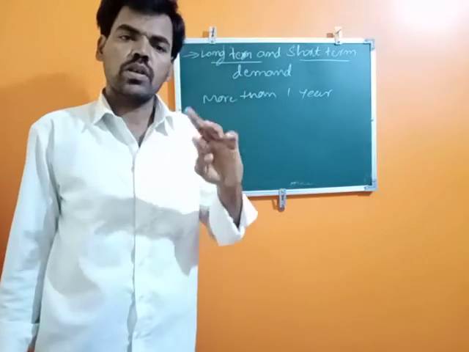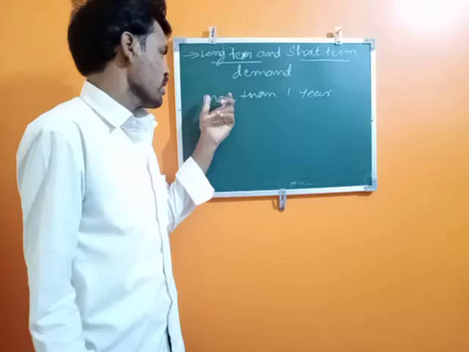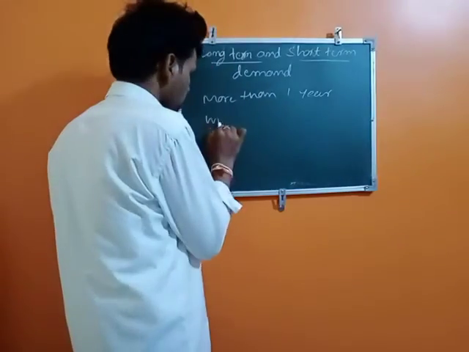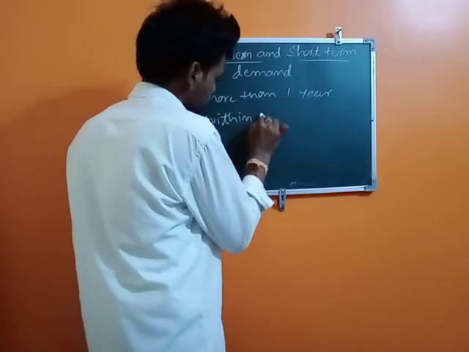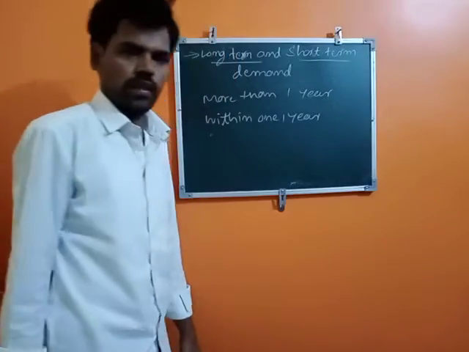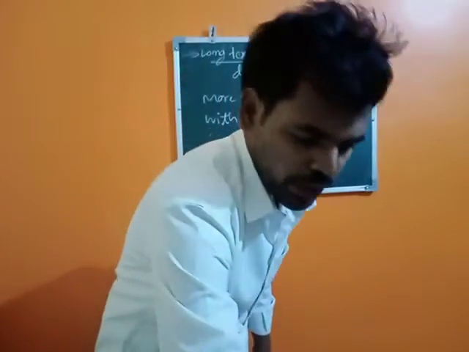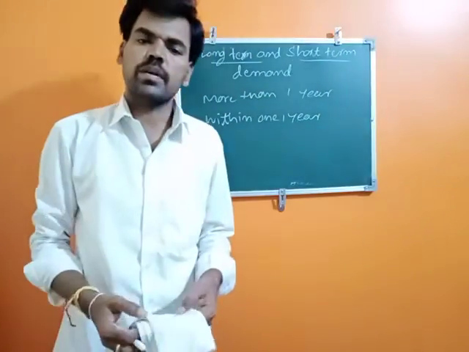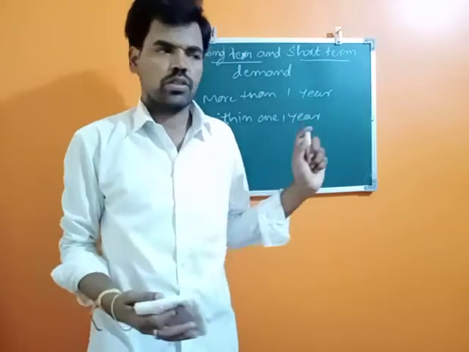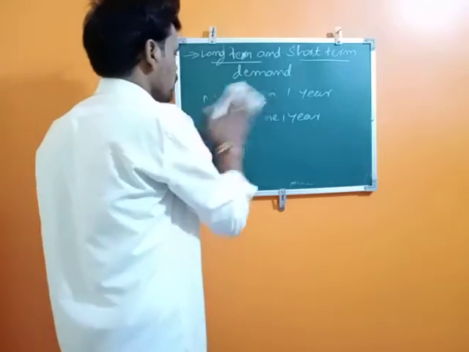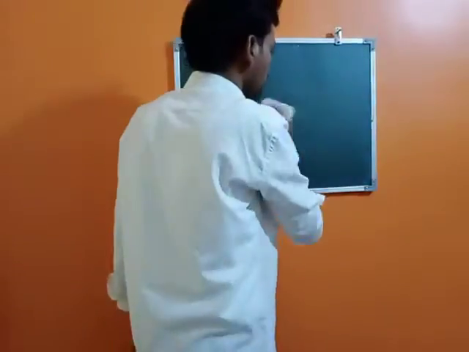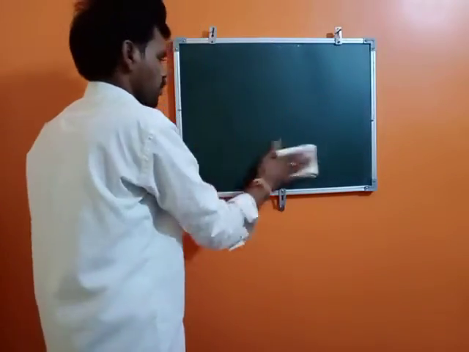Demand for the product: more than 1 year is long-term demand, and within 1 year is short-term demand. Within 1 year means demand for 2 months, or 3 months, or 6 months. Those will be the short-term demand. So this is one demand distinction, long-term demand and short-term demand.